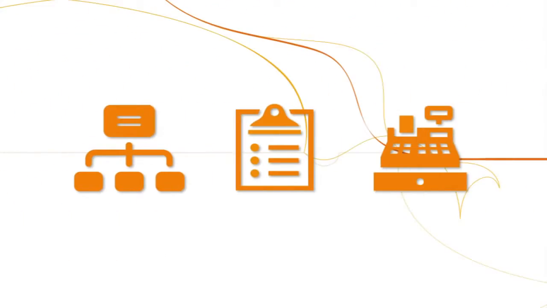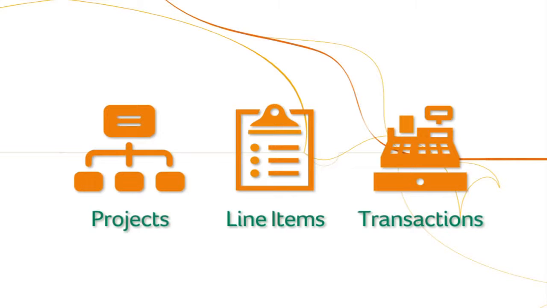Sage Fixed Assets Planning supports three levels of data: projects, such as plant retooling or building construction; line items, things that will become fixed assets upon completion; and transactions, your expenses, typically invoices or purchase orders.